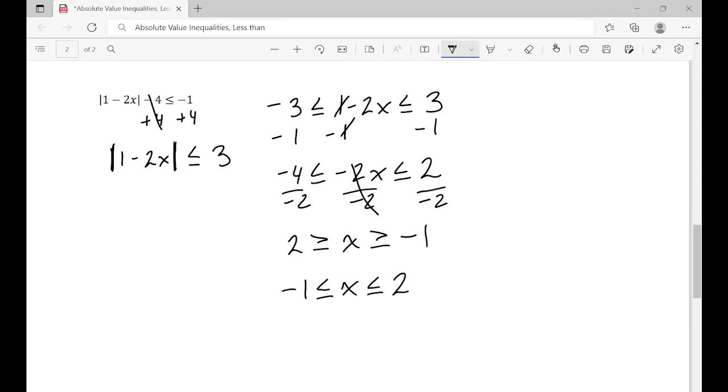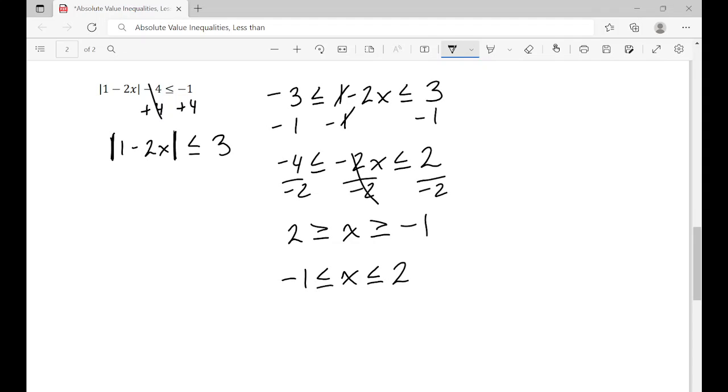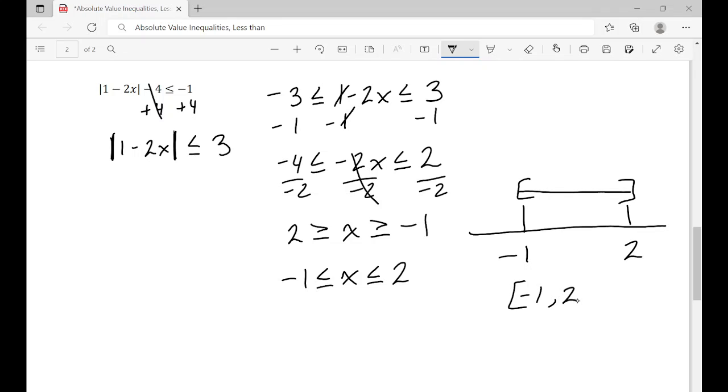So here is my inequality. I'm going to draw my graph. Negative 1, positive 2. Bracket with each one because it has an equal to on both, and connect them. And then my interval notation will be negative 1 to positive 2, like so.